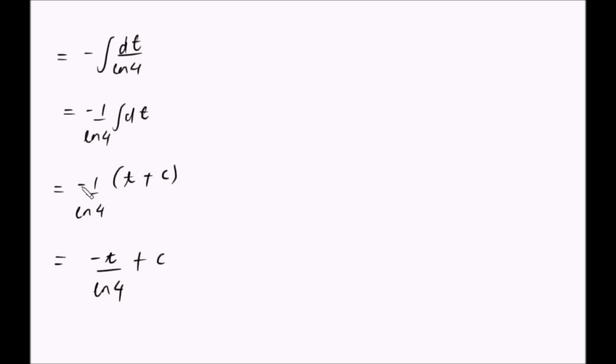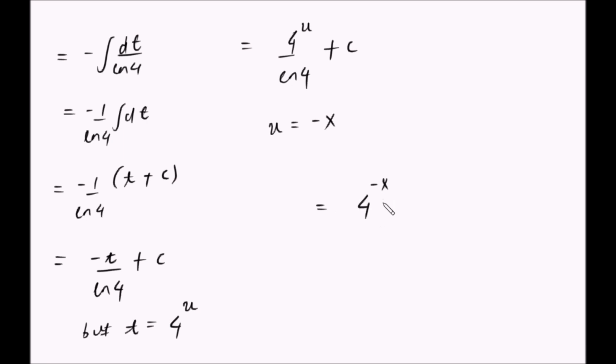So you see this negative 1 over ln 4 times c becomes negative c over ln 4, but negative c over ln 4 is a constant, which is c. So for the constant it doesn't matter whether you put plus or minus. But anyway, what did we say t is? It's 4 to the power u. So our answer is 4 to the power u over ln 4 plus c, but what did we say u is? It's negative x. So our final answer is just going to be 4 to the power negative x.